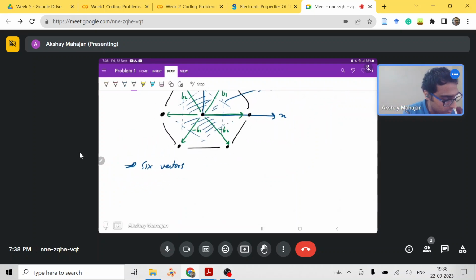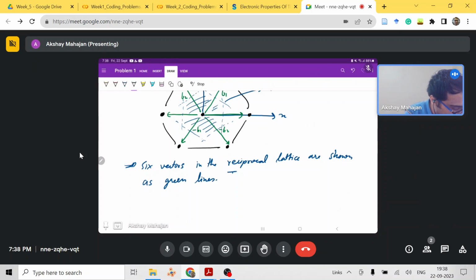So six vectors. Let me just explain it. Six vectors in the reciprocal lattice are shown as red lines, green lines, and the broken blue lines.